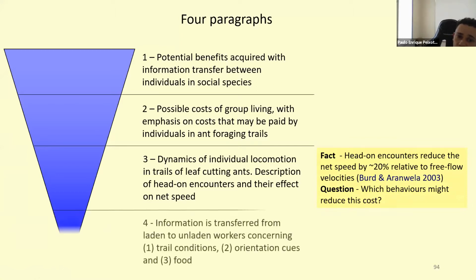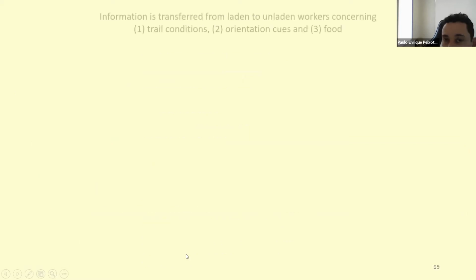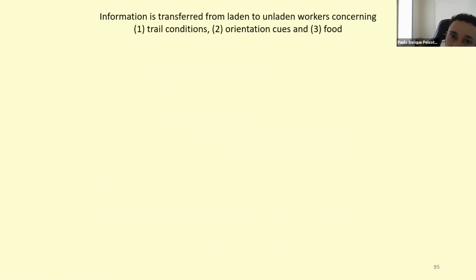And in the fourth paragraph, they basically presented their hypotheses and predictions, and they presented 3 different hypotheses. So they imagined that the head-ons occur because they provide information transfer, and they imagined that the information transferred from laden to unladen workers concerned trail conditions, orientation cues, and food location, basically. And then they presented one prediction for each possibility here.